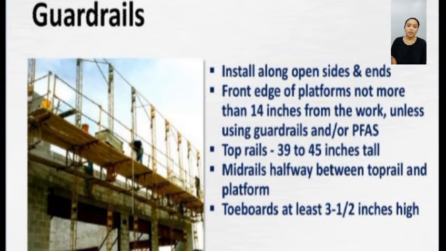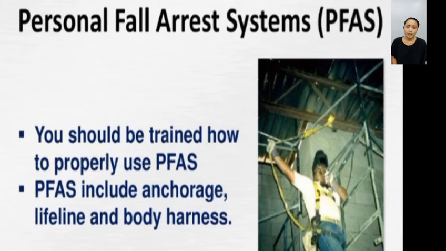What are the fall protection requirements for all scaffolds? Employers must provide fall protection for each employee in a scaffold more than 10 feet or 3.1 meters above a lower level. A competent person must determine the feasibility and safety of providing fall protection for employees erecting or dismantling scaffolds. Personal fall arrest system, or PFAS. You should be trained how to properly use PFAS. PFAS include anchorage, lifeline, and body harness.